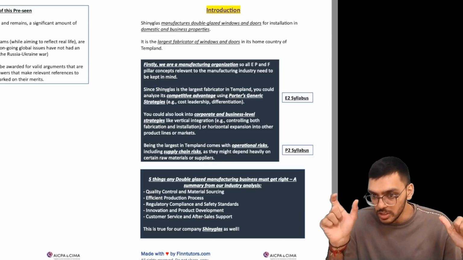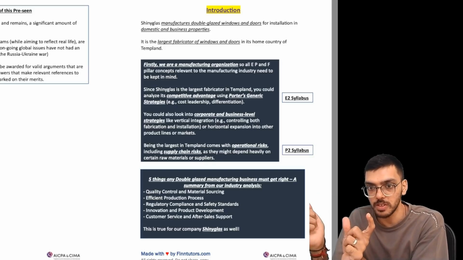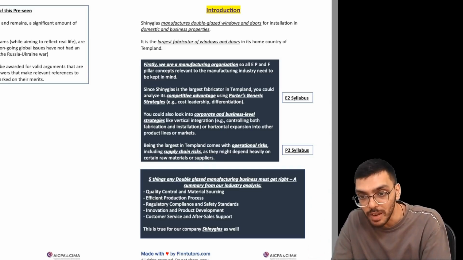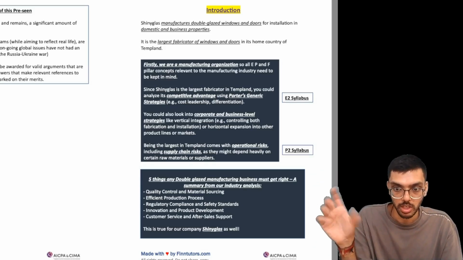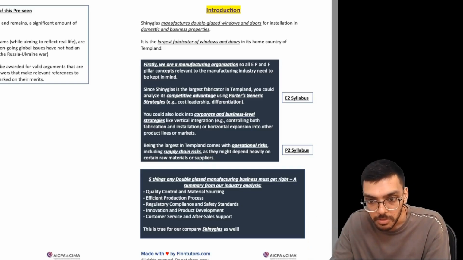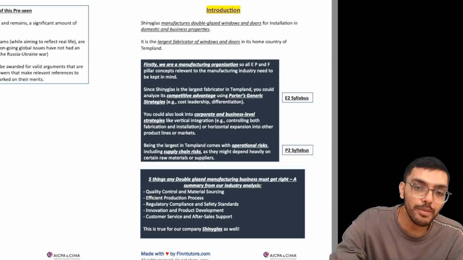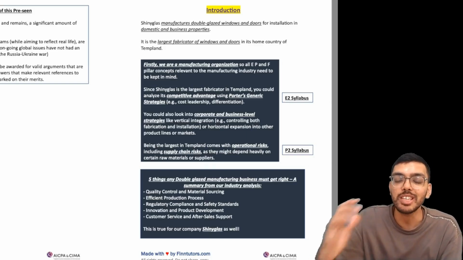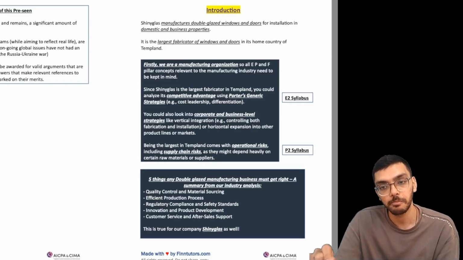Quality control and material sourcing at the beginning. Then an efficient production process. Then obviously complying to the rules, regulations, safety standards. This was your production control. Side by side, you need innovation, product development, something new, and then customer service, after sales support. Any manufacturing business, specifically the double glazed manufacturing business, will have these 5 steps that we need to be aware of. This is true for our company, Shinyglas, as well.